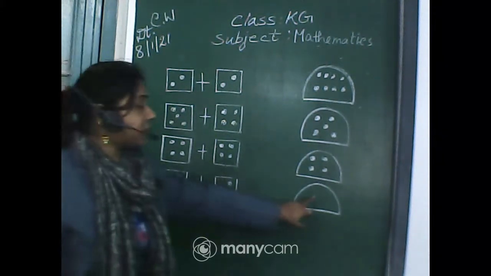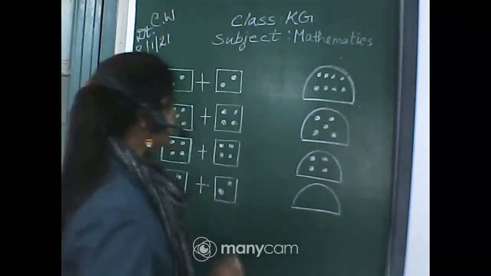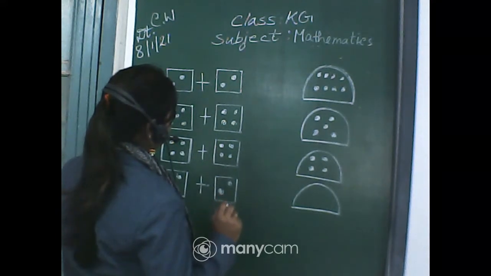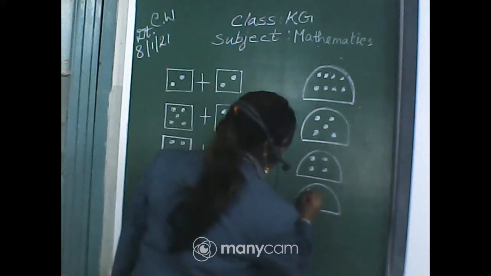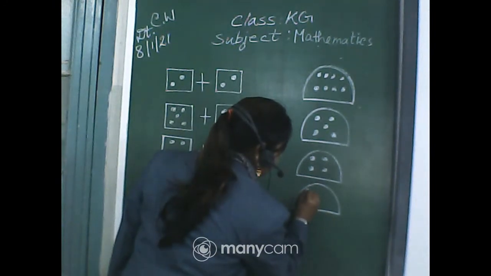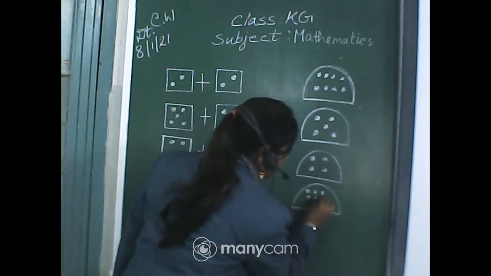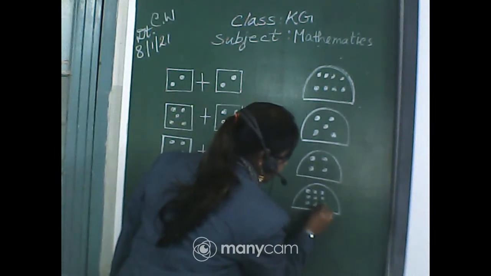And the last semicircle, in this semicircle, you should draw 9 dots. 1, 2, 3, 4, 5, 6, 7, 8, 9.